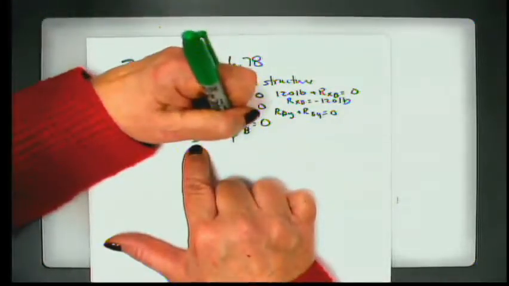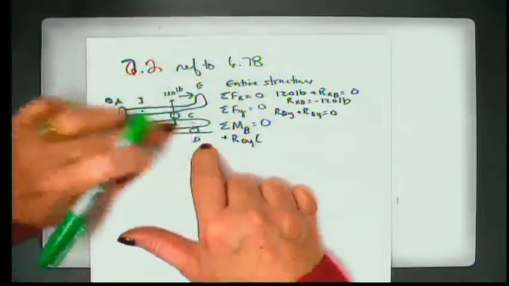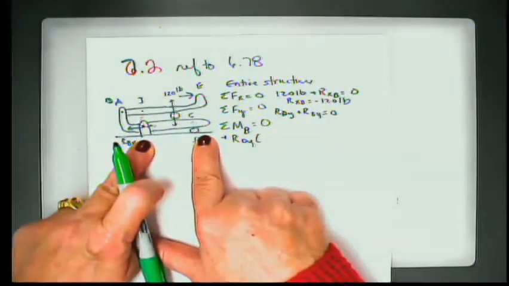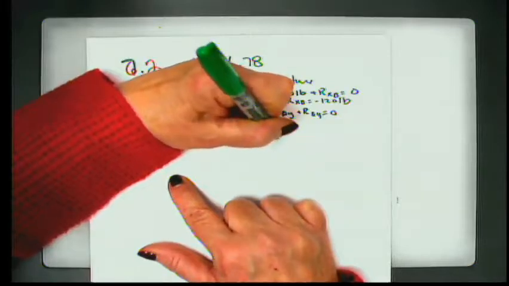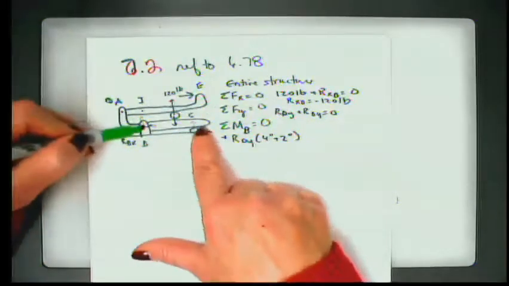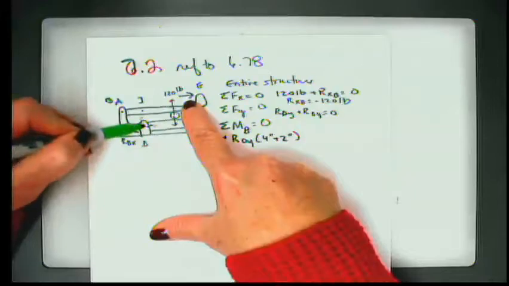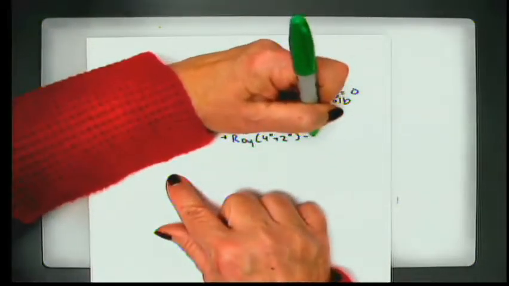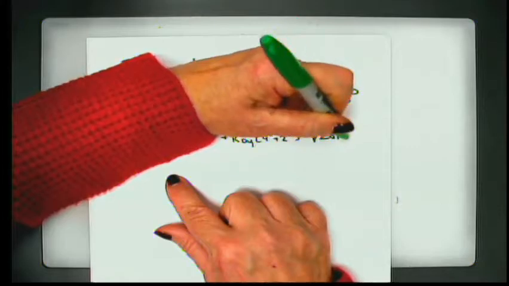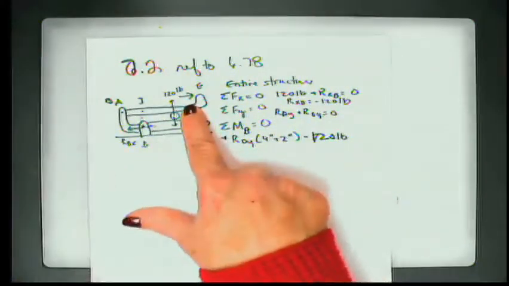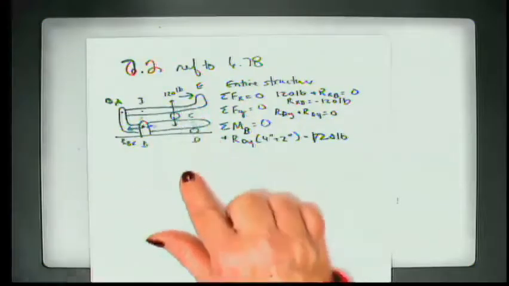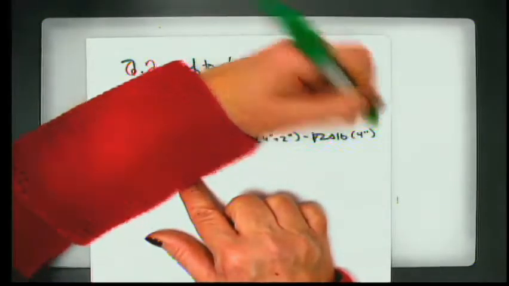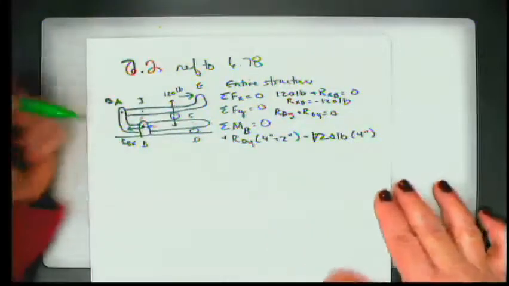So I can say the reaction at D in the Y direction, since it's vertical, times this horizontal distance between B and D, and my diagram shows that to be 4 inches plus 2 inches, or 6 inches. And then the only other force is going to be this 120, which is going to be making it go clockwise, which is negative. And since it's a horizontal force, I need the vertical distance, which is 4 inches. And those are the only two external forces acting.